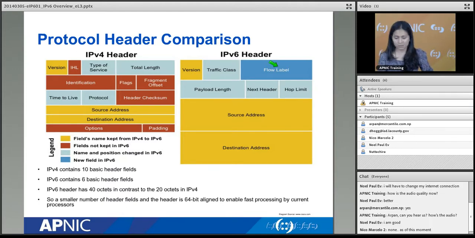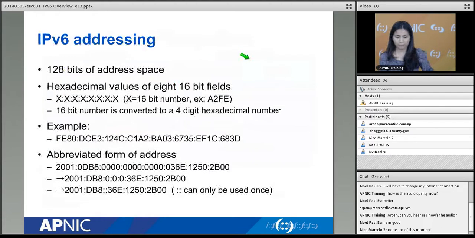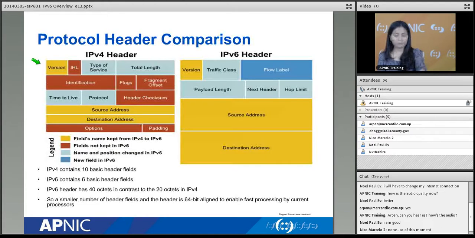IPv4 is 20 to start with, but it can grow bigger depending on the values that you add on some of the fields here. So although this is bigger in size, we essentially have a smaller number of header fields, less parsing by the routers, easier and faster processing by the routers itself. So performance-wise, it should be faster than IP version 4.